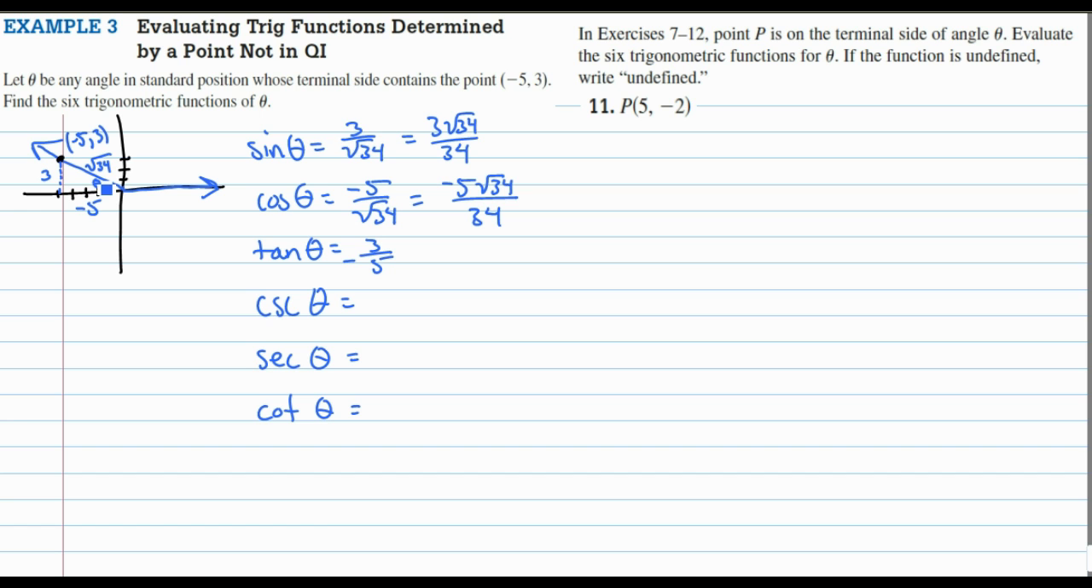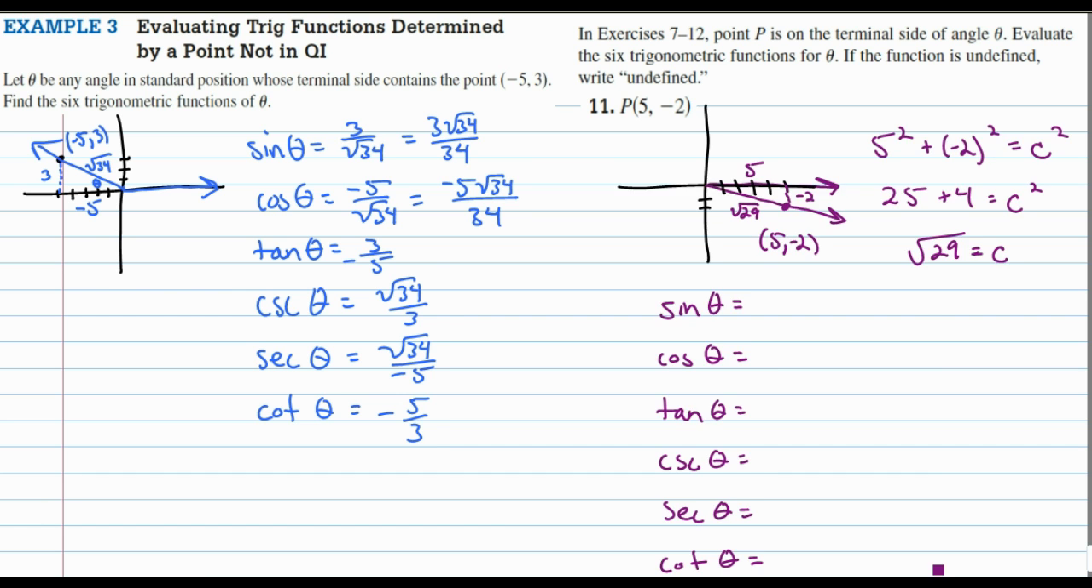Cosecant is going to be the reciprocal of sine, so instead of 3 over √34, that's just going to be the square root of 34 over 3, hypotenuse over opposite. Secant is going to be the square root of 34 over -5, the reciprocal of cosine, so hypotenuse over adjacent. And cotangent isn't going to be -3/5, it's going to be -5/3, the reciprocal of tangent, not the opposite and reciprocal, just the reciprocal.